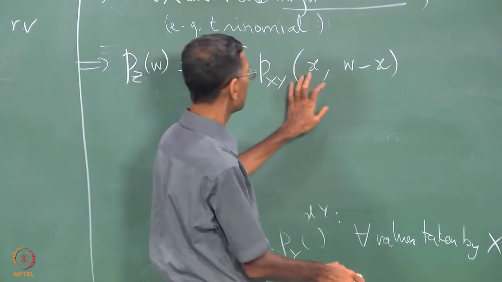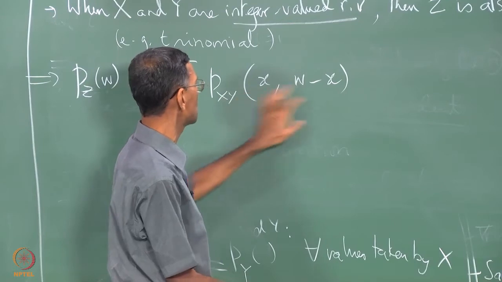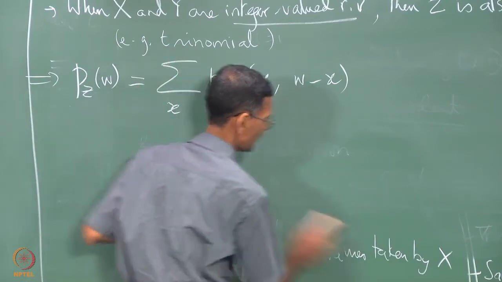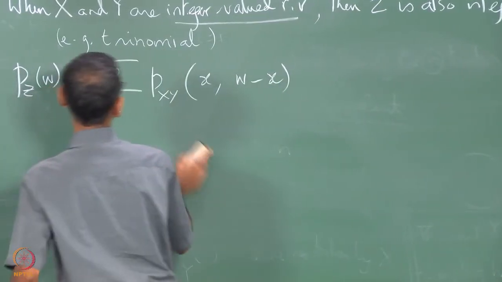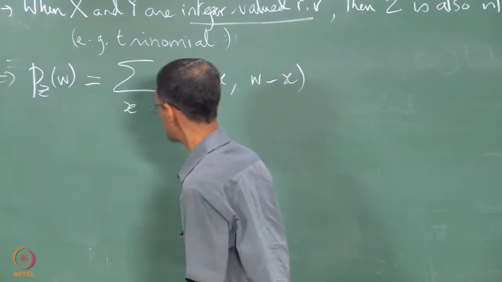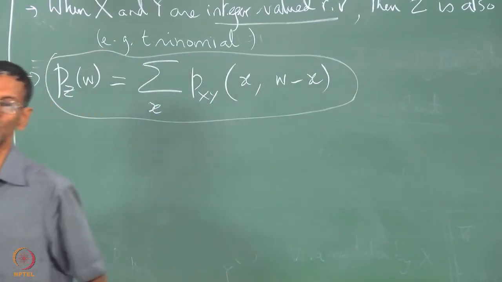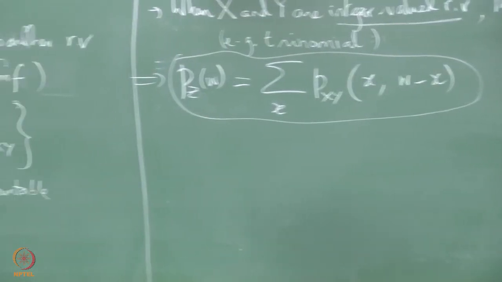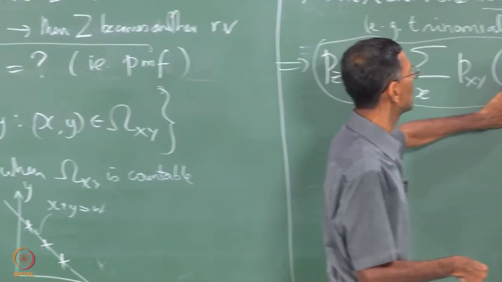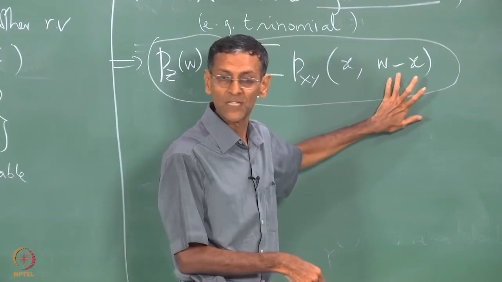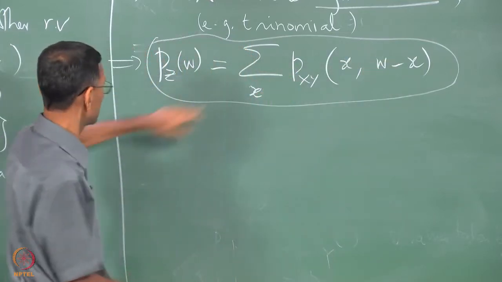Of course the understanding is that you only look at those points in the summation such that this joint probability is non-zero. So this is the standard formula no matter what. Of course it conceals a lot of things like what are the limits on x and so on. So when you have integer value, that means small x is going to be an integer, w minus x is going to be an integer, w is going to be an integer. But I am writing it like this just to continue the notation.